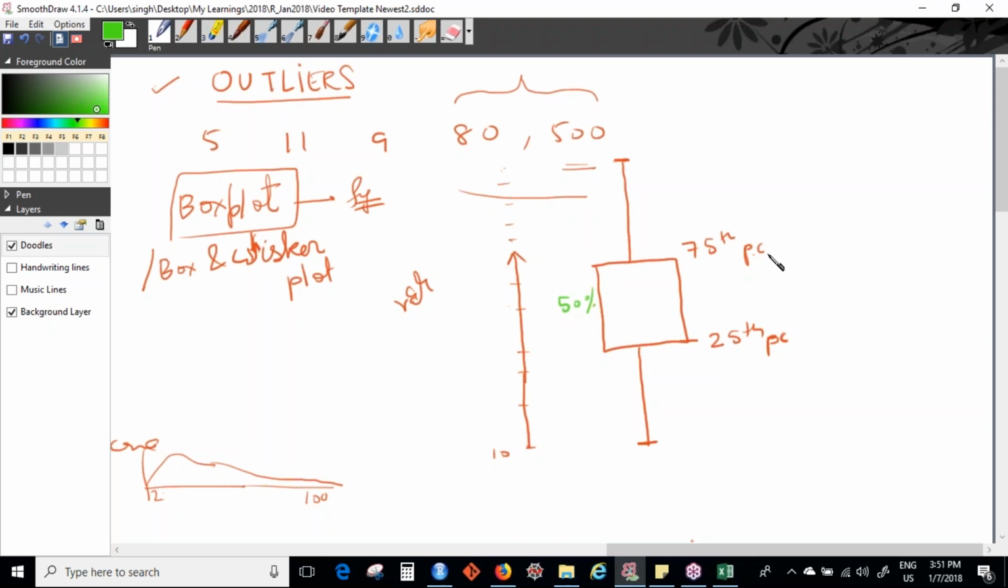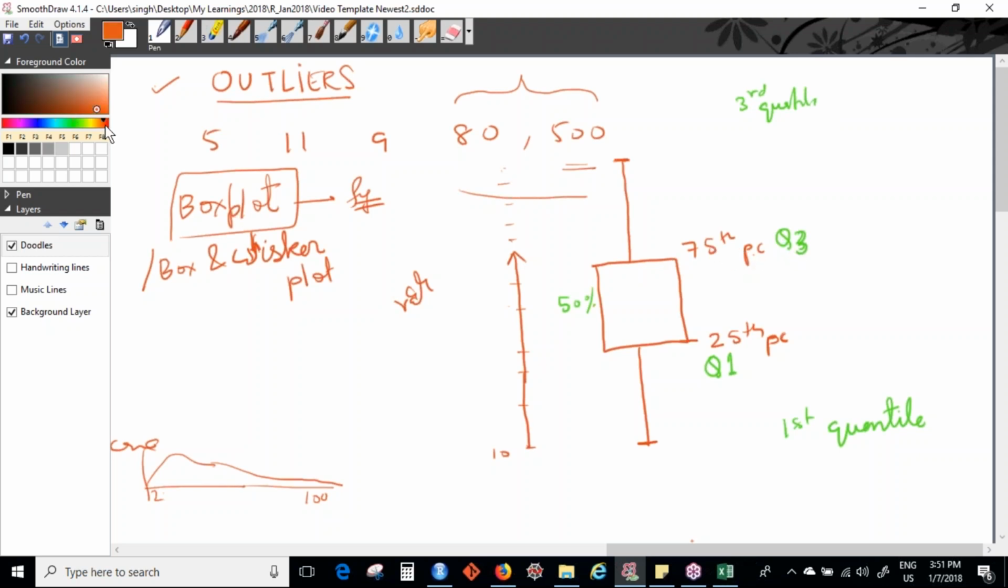This 25th percentile is also known as Q1, or first quantile. Q stands for quantile. That is known as Q1 or first quantile. 75th percentile is also known as Q3, or third quantile. That is the ending of the box, 75th percentile or Q3.